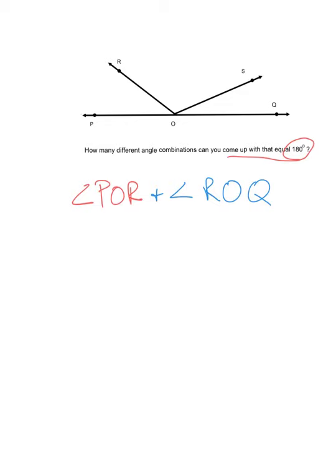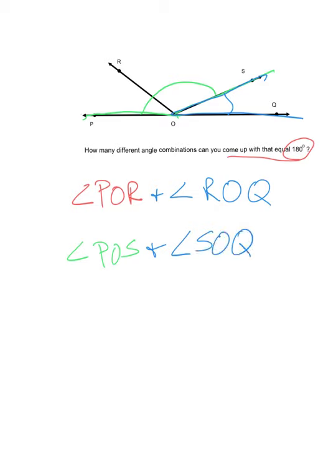All right, I'm going to erase those colors and I'm going to come up with another combination. I already did POR, so now let's do POS. So angle POS, that's this right here. What else do I need to add to it to get a straight line? That would be this one right here, which is angle SOQ. Remember, there's different ways I can write those. This POS is the same as SOP, and SOQ is the same as QOS. So as long as the middle letter is your vertex, which it is.